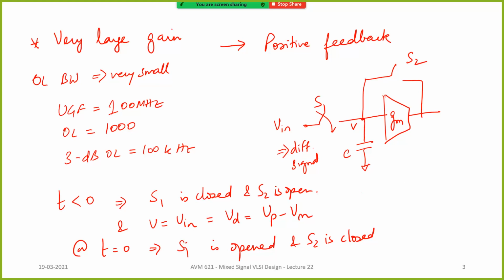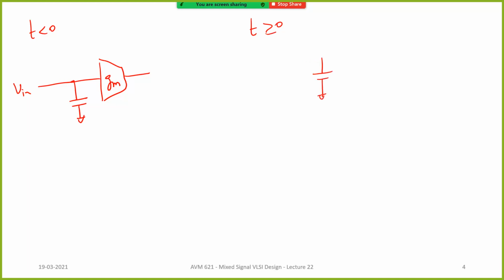So let's try to understand. For t less than 0, you had Vin connected to this capacitor, connected to this transconductance cell, which is not connected, which is, the feedback is removed. For t greater than or equal to 0, you have only this capacitor, and V of 0 is, let's say, Vin, and that is given to this transconductor, which is now connected in feedback. And we are interested to find out what is this V of t.